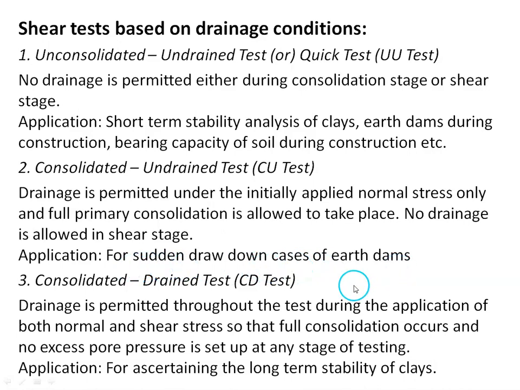Then the consolidated drained test. In this test, the drainage is permitted throughout the test during the application of both normal and shear stress, so that full consolidation occurs and no excess pore water pressure is set up at any stage of testing. What is the application of this CD test? To estimate the long-term stability of clays. Here we will get effective shear strength parameters C dash and phi dash, so that we can estimate the long-term stability of clays.